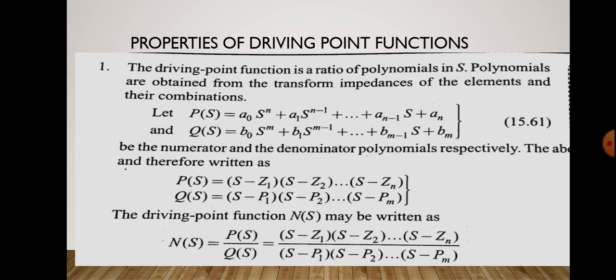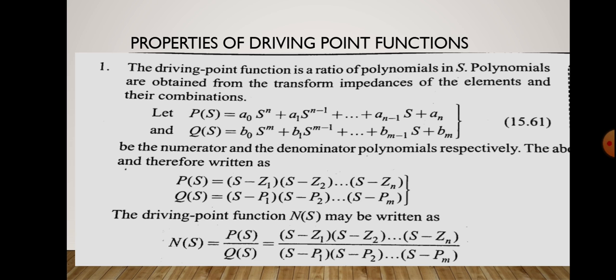Let the driving point function be in the form of P of S by Q of S. Suppose N of S is equal to P of S by Q of S, where P of S is one polynomial and Q of S is another polynomial. We can write it in the form A0 S raised to N plus A1 S raised to N minus 1 plus and so on up to An minus 1 S plus An. So if we have a network, we can find an equation for this driving point function. When writing the equation for a network containing resistor, capacitor and inductor, we will get an equation in the form of P of S by Q of S, with P of S and Q of S in this form.